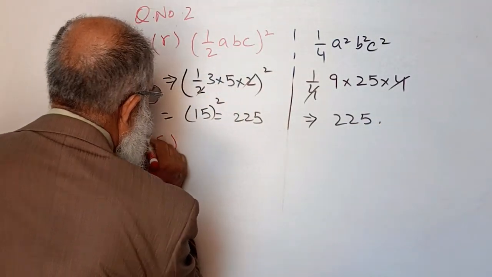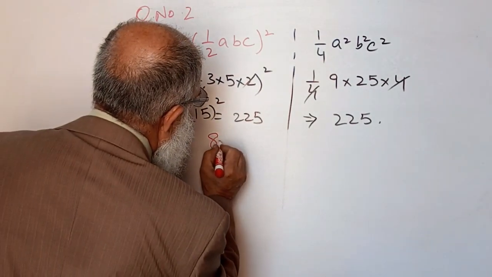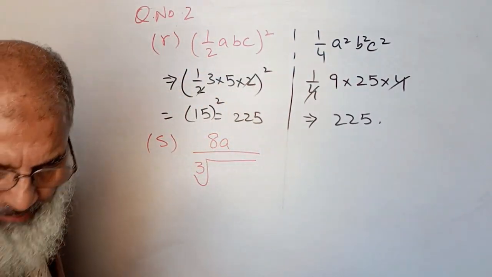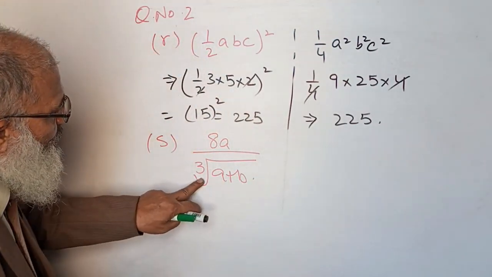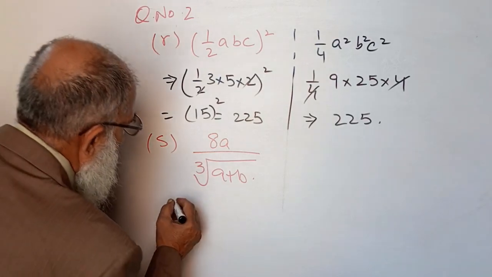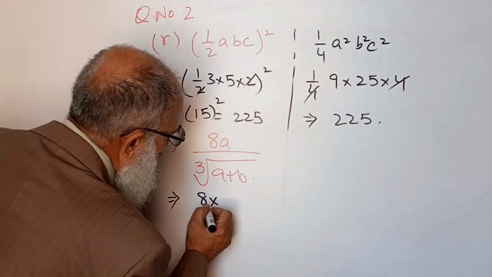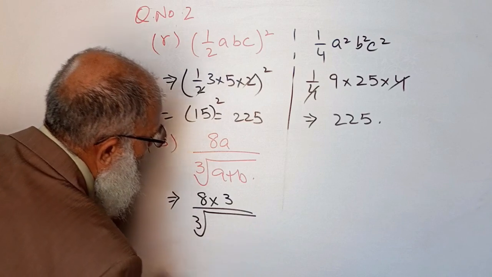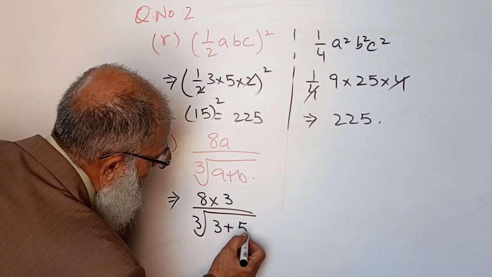S is 8a divided by the cube root of a plus b. Now this is a cube root. Now substitute the value a as 3, and the cube root will be written as it is. 3 multiplied by 3 plus b is 5.